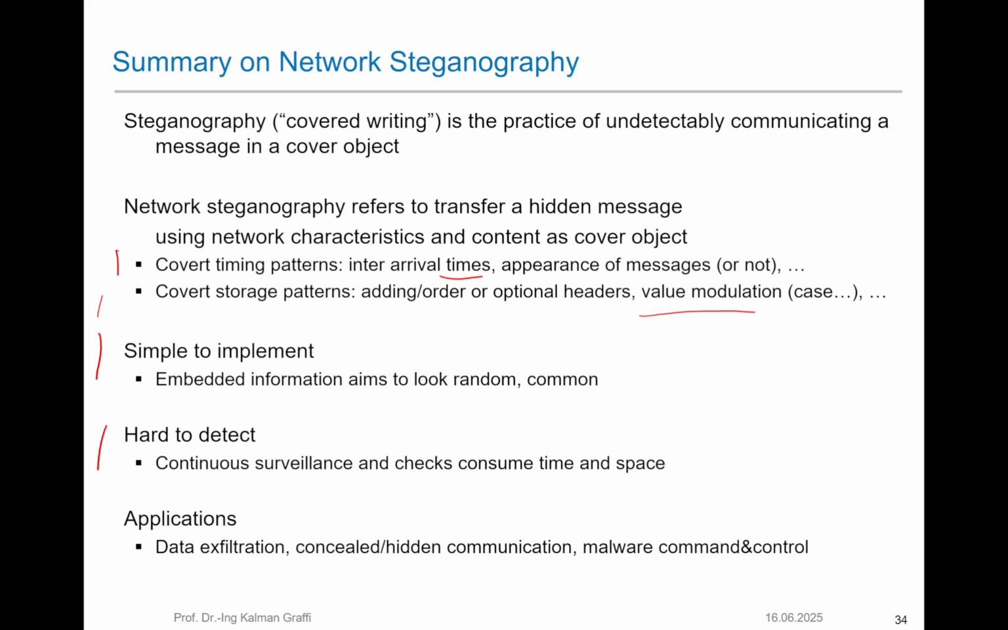And where is it used? Data exfiltration, espionage, so industry espionage, if you want to get some secrets. Of course, military elements are also relevant there, but also in companies, if you want to exfiltrate some kind of patentable data. Concealed hidden communication, sometimes in countries with oppressive surveillance. I don't know, you can think of any kind of political conflict where people want to communicate to the outside world without being detected, and malware command and control.